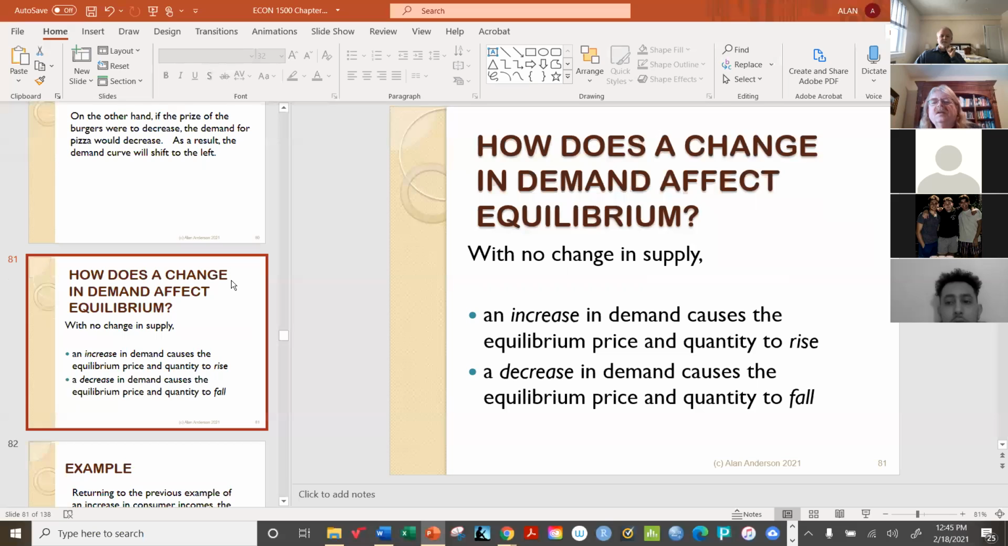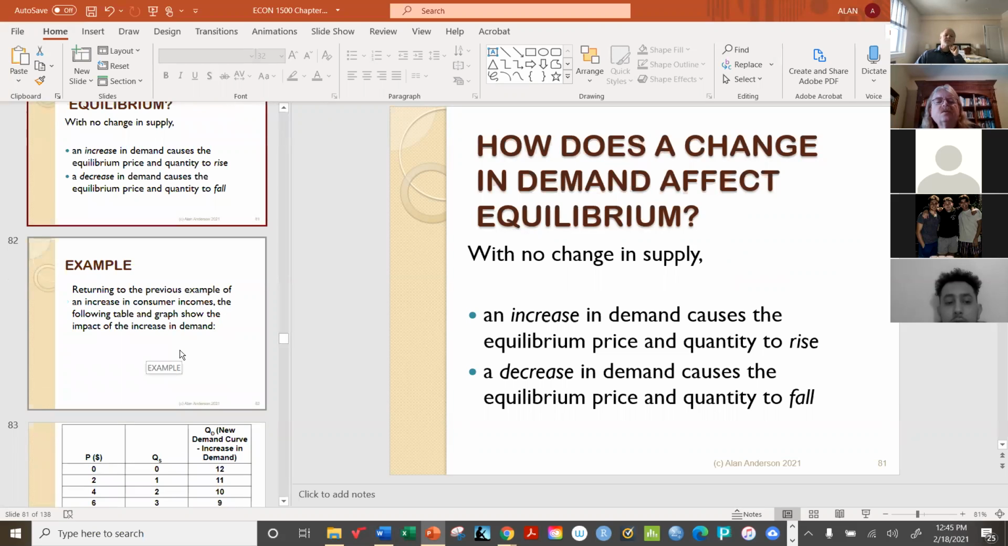With no change in supply, an increase in demand will cause both the equilibrium price and quantity to rise, but a decrease in demand will cause both of them to fall. And we're going to see graphically why this is happening. So yes, because these are factors that are not affecting the supply. So they're only affecting the demand. The supply curve stays where it is. And so therefore, when the demand curve shifts, we're going to define a new equilibrium point.